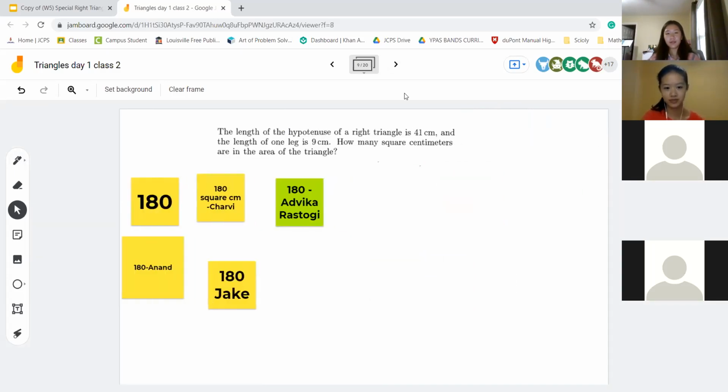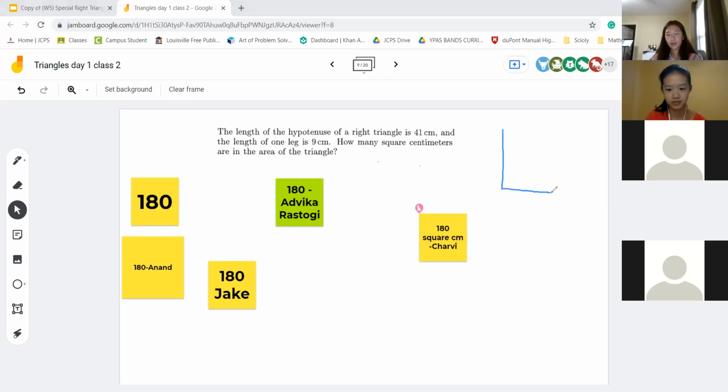All right. So second to last question. The length of the hypotenuse of a right triangle is 41 centimeters, and the length of one leg is 9 centimeters. How many square centimeters are in the area of the triangle? Well, I'm not sure if this was on our slide as one of the triples, but you could just use the Pythagorean theorem if you didn't know it. But basically, it says this is 41, this is 9, this is not drawn to scale. But from my triples knowledge, I know this one is 40. Again, you can just use the Pythagorean theorem if needed.